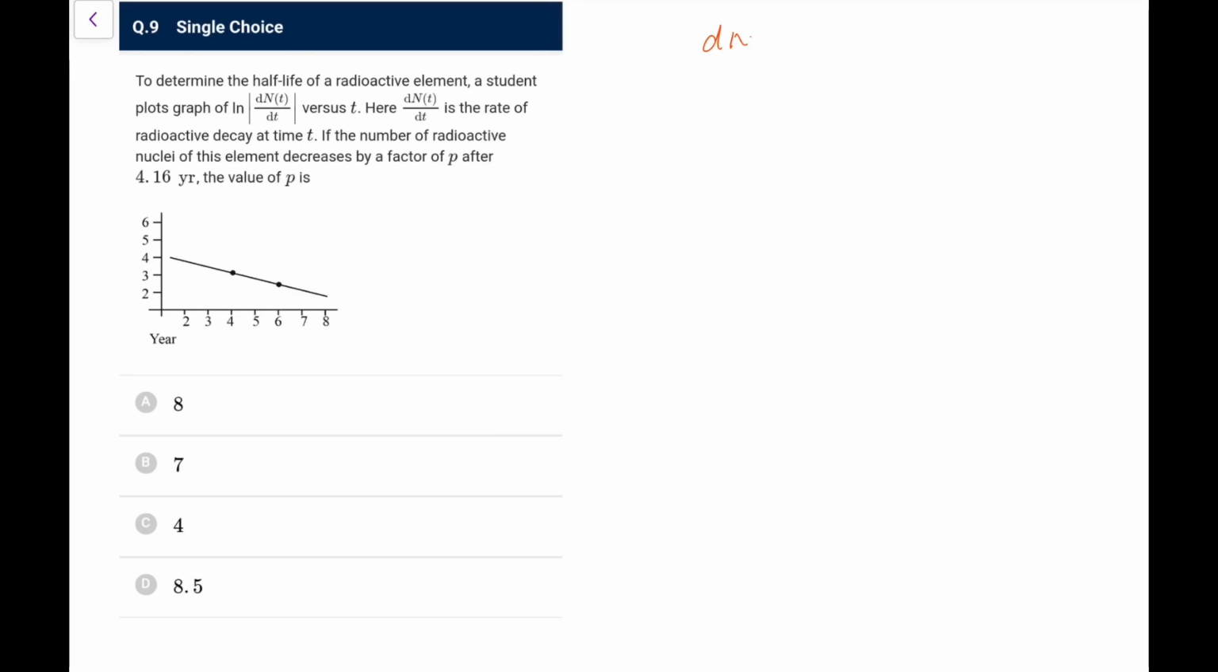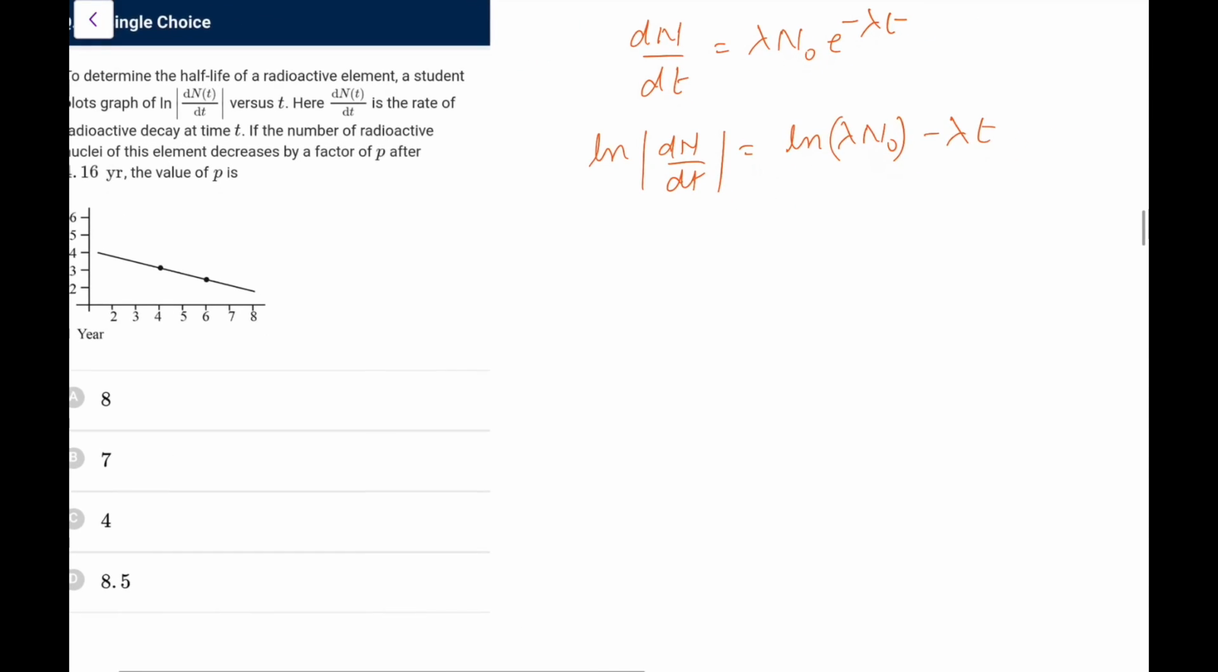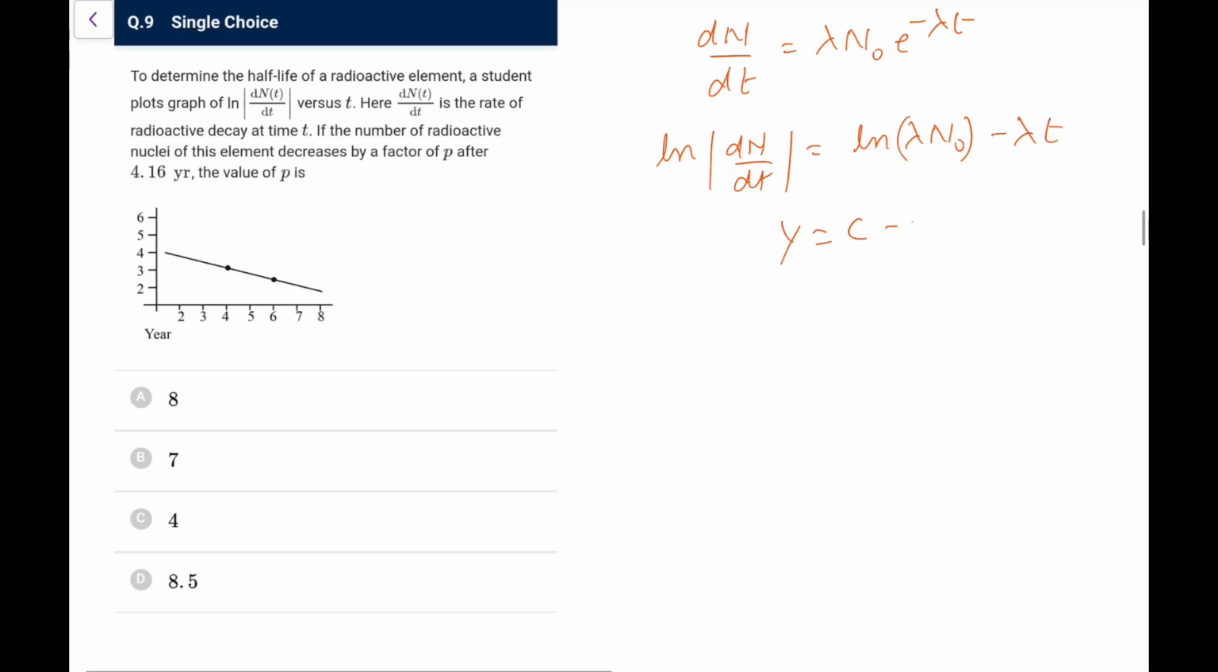What we know is dN by dt, we have the formula that equals lambda N, or you can write it as lambda N naught e to the power minus lambda t. Now if I take ln of this whole thing, dN by dt, in the mod, I will have ln of a into b, so ln a plus ln b, and that ln b is minus lambda t. So this is the curve we are having. It is y equal to c minus mx.